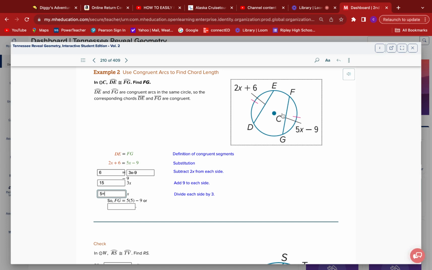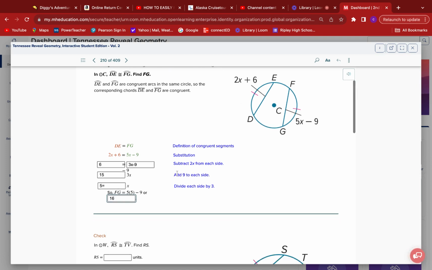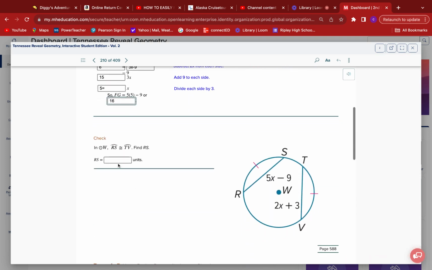And that's a really good way to have your students check their work. So 5 times 5 is 25, and 25 minus 9 is 16. If they happen to want to check, just have them plug in over here: 2 times 5 is 10, plus 6 is 16. If they get the same answers, they know they did it right. All right, we have a check.